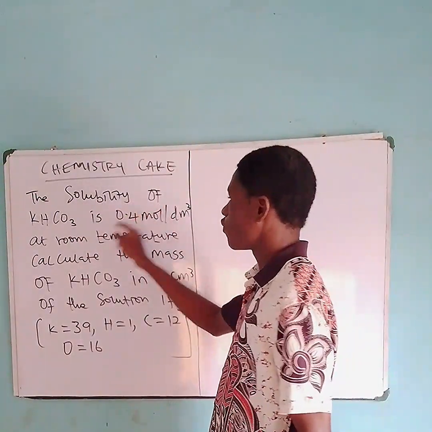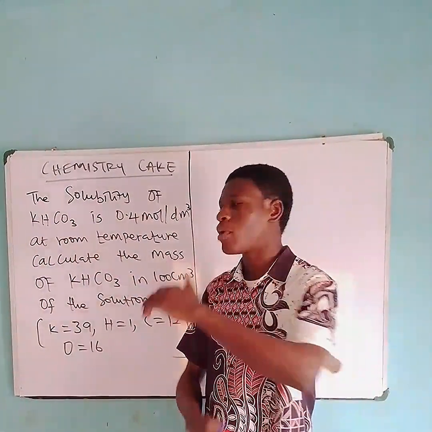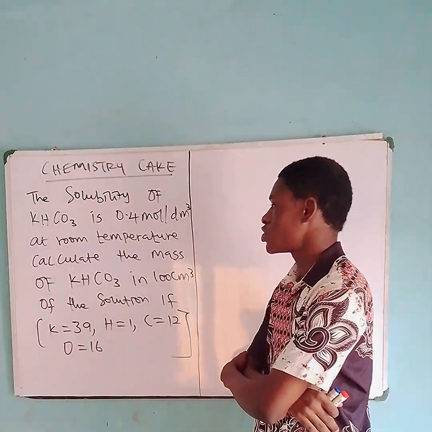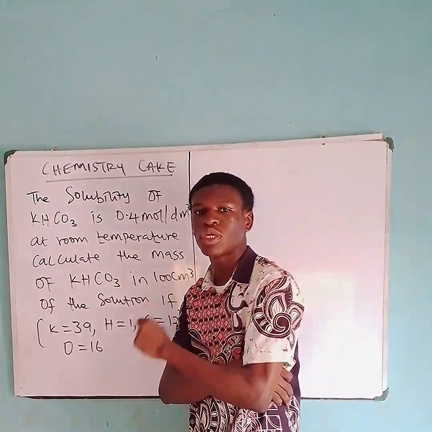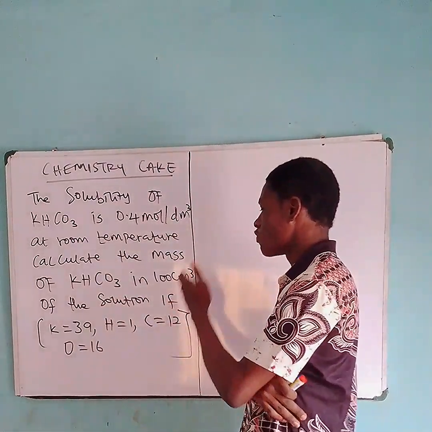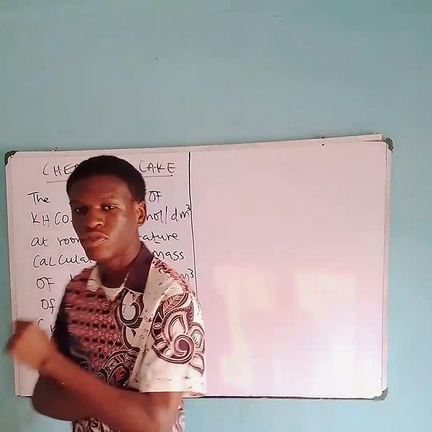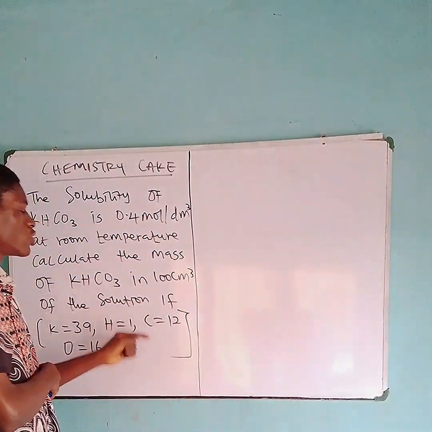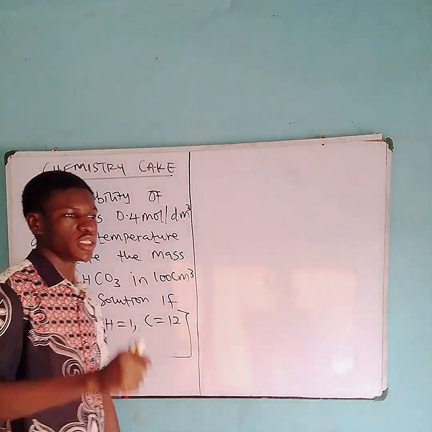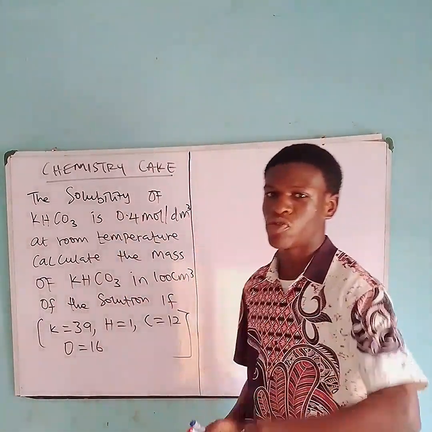The solubility of potassium hydrogen trioxocarbonate is 0.4 mole per dm³ at room temperature. Calculate the mass of potassium hydrogen trioxocarbonate in 100 cm³ of the solution. If potassium is 39, hydrogen is 1, carbon is 12, and oxygen is 16. So we are giving a chemistry cake to enjoy.